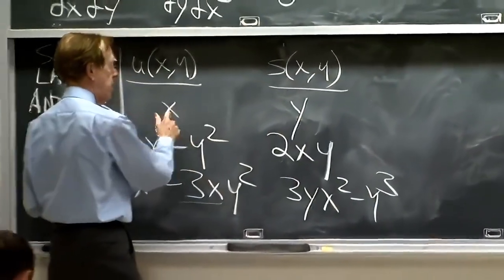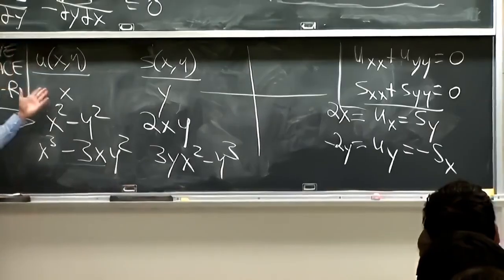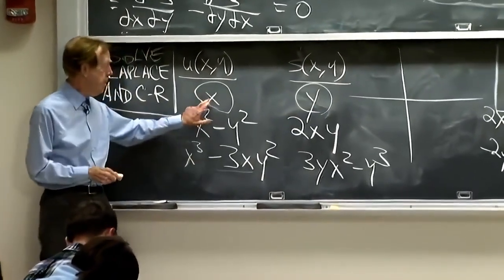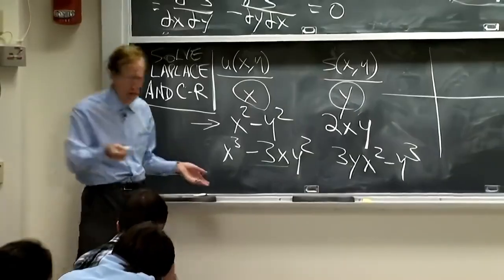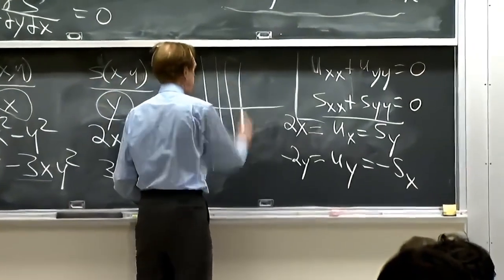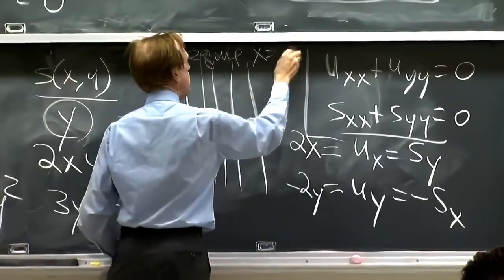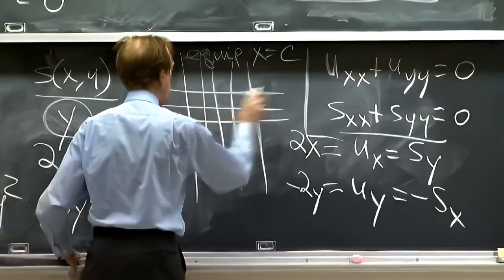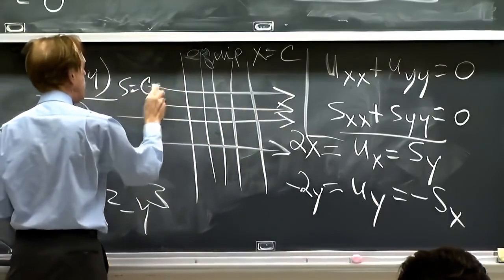Okay, so what's the corresponding picture? Here's the xy plane again. What are the equipotentials for this pair and the streamlines? The equipotentials are x equal constant. What are those? Those are lines, vertical lines. So the equipotentials are just vertical lines, x equal a constant. And what are the streamlines? Horizontal lines. Streamlines go this way. And what's the great point about these? These are the streamlines, s equal constant.